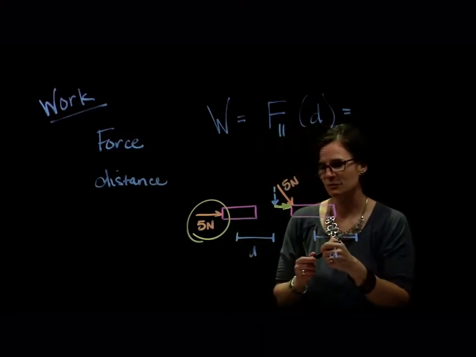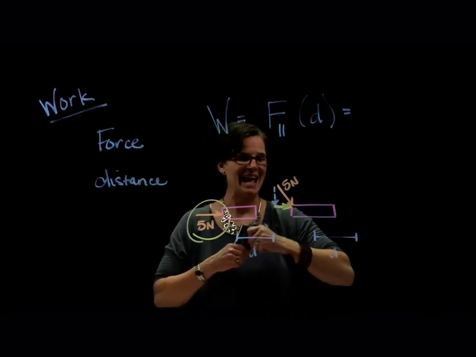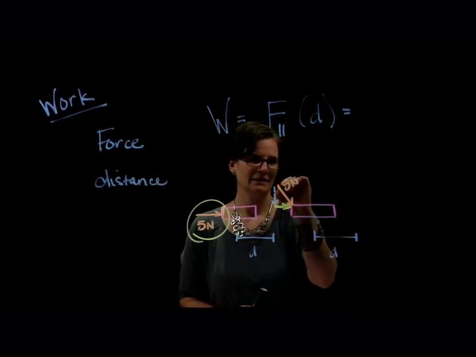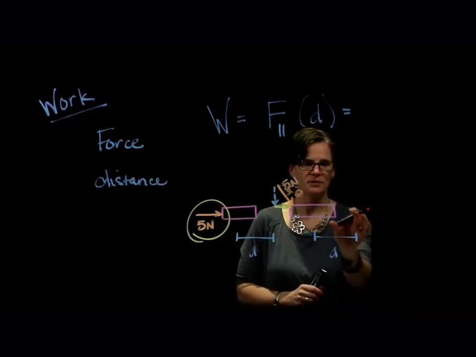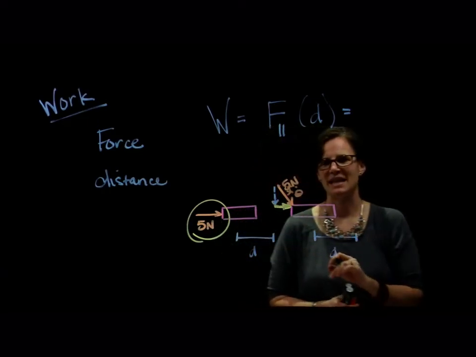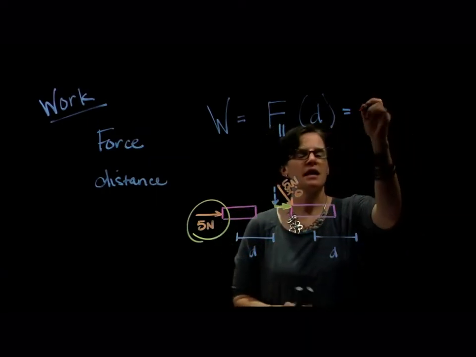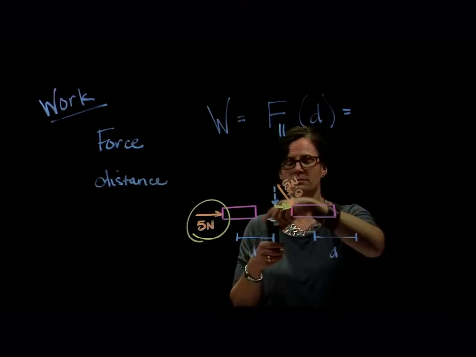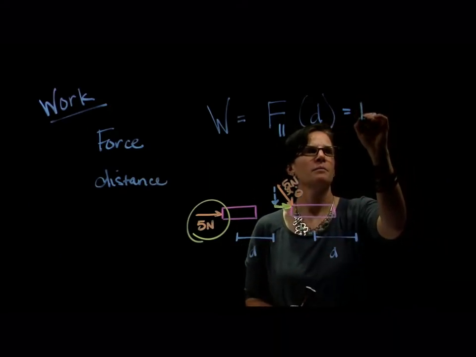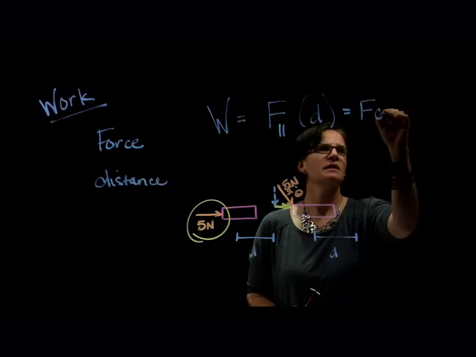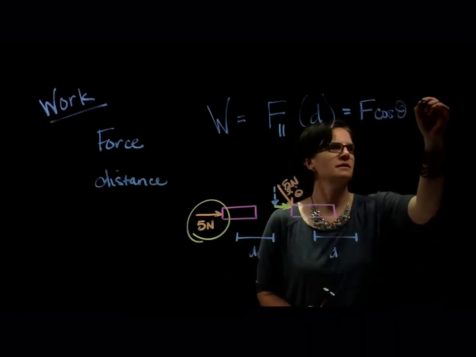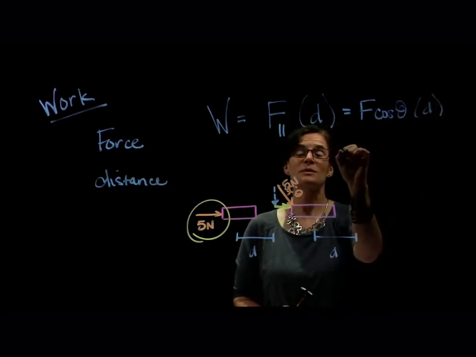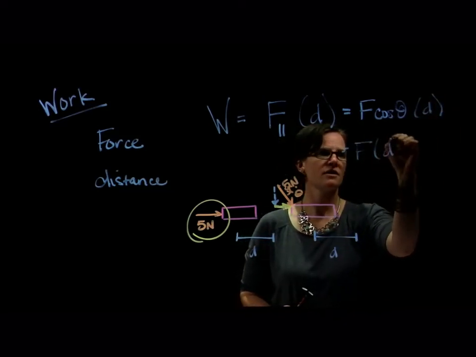If my force is acting at an angle theta, so an angle relative to the displacement, so here's the distance, here's the angle relative to that distance, then this parallel component becomes the force F times the cosine of that angle times the distance. And that's what we see as the result of the cross product.